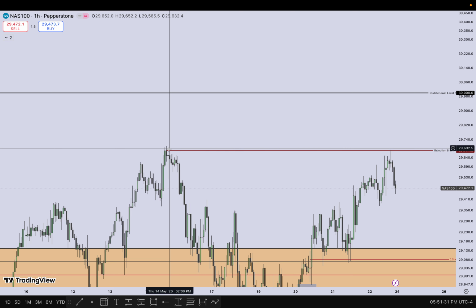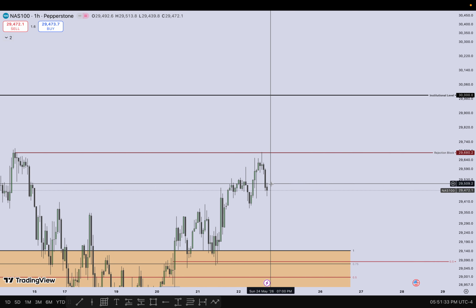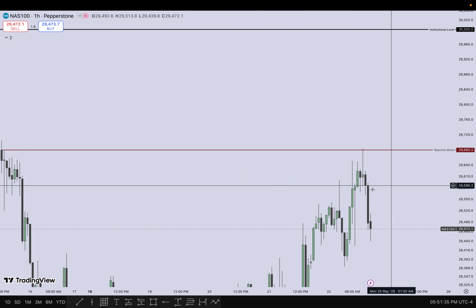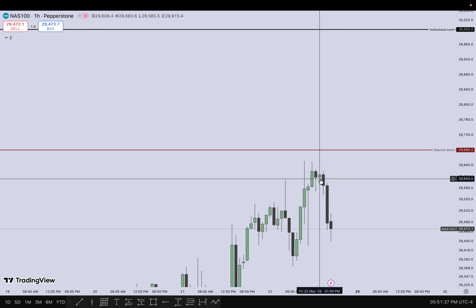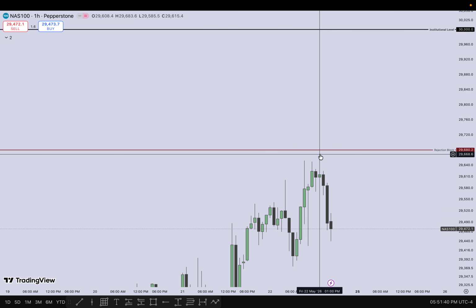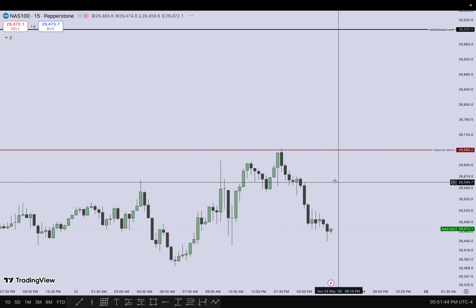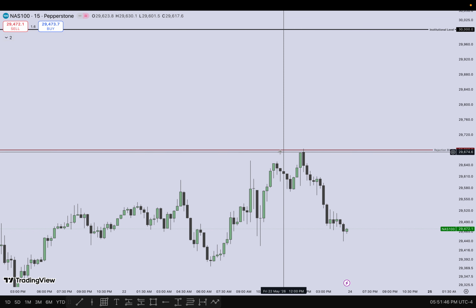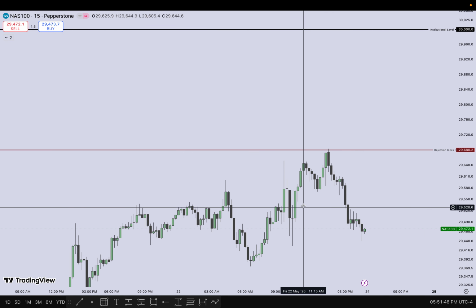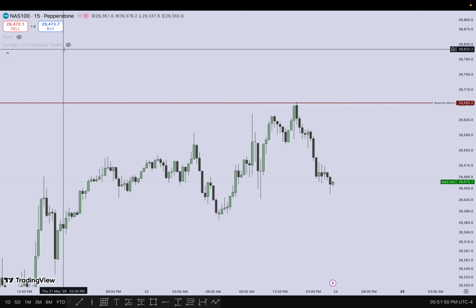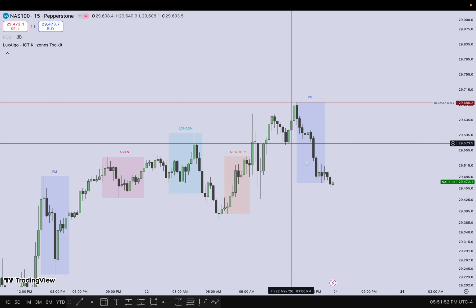We have a rejection block right up here, and the price respected this. It respected it at 1 p.m., which means the PM session. So going into the PM session, I have marked that rejection block right up here. We can discuss this Friday's whole session.